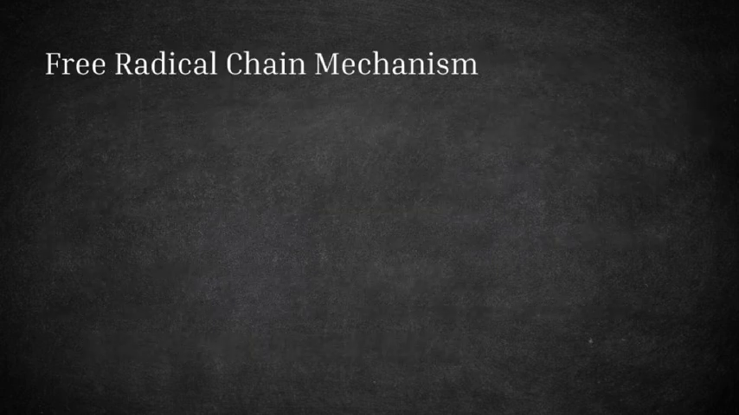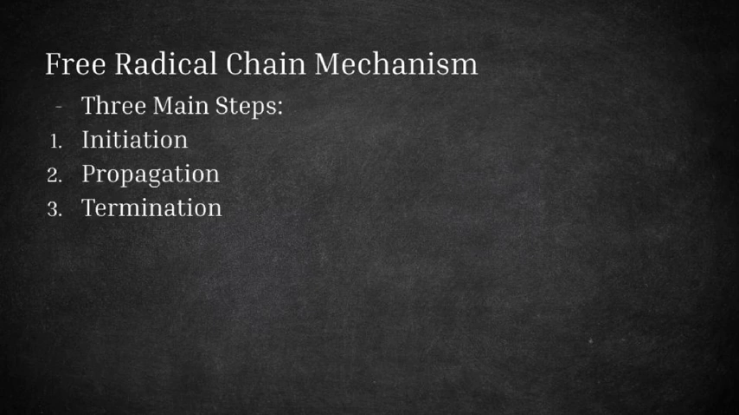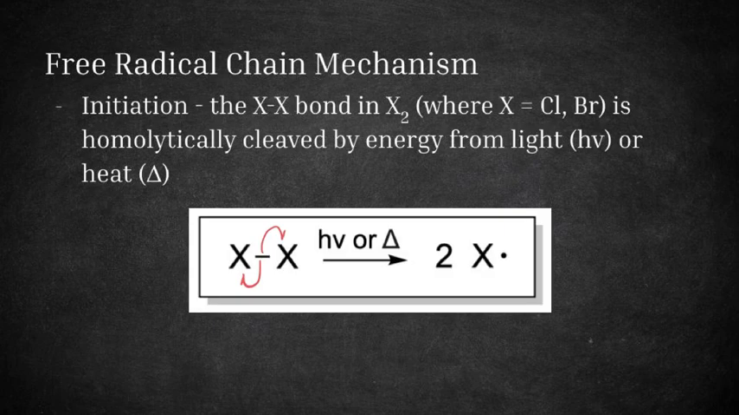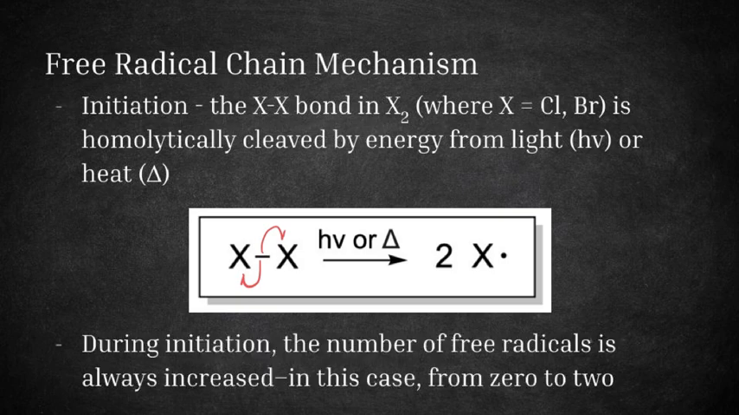Free radical halogenation proceeds through a free radical chain mechanism. Let's take some time to walk through each of the steps in this chain mechanism, starting with the first step, initiation. In the initiation step, the bond between two halogen atoms in a diatomic halogen molecule, X2, where X is a halogen such as chlorine, Cl, or bromine, Br, is homolytically cleaved by energy from light, photochemical initiation, or heat. This process generates two highly reactive halogen radicals. Bond breaking requires an input of energy, which typically comes from heat or light. During the initiation step, this energy breaks the bond between two atoms, increasing the number of free radicals, in this case from 0 to 2 radicals.